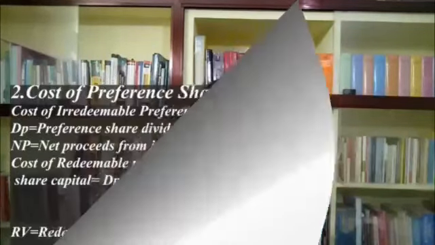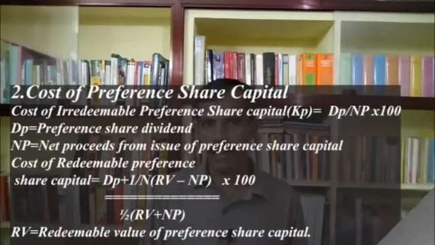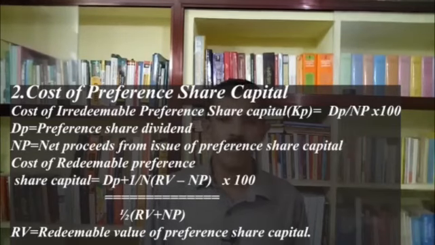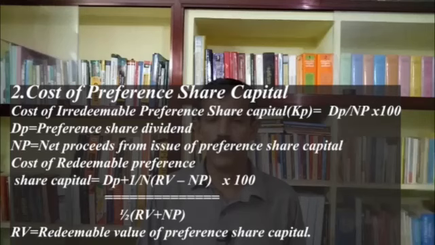Then cost of irredeemable preference share. Firstly we calculate the cost of irredeemable preference share capital, represented by the symbol KP. Cost of irredeemable preference share capital is equal to DP divided by NP into 100. DP is the preference dividend, NP is the net proceeds. DP divided by NP into 100, that's our formula.